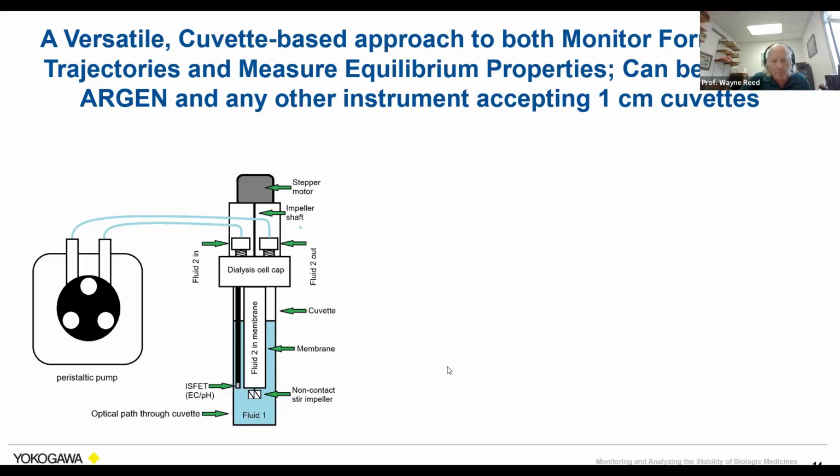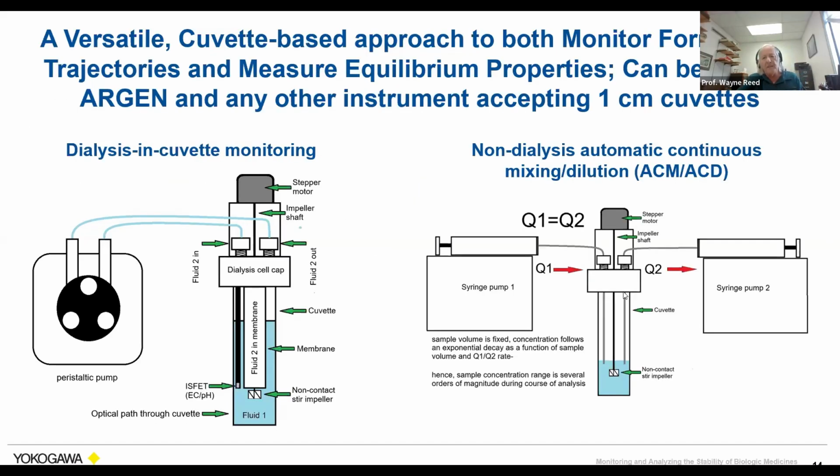Okay, now if you get this to work, if you take the membrane away and just leave the impeller, now you can add, we call this automatic continuous dilution. We can also do automatic continuous mixing, which I won't get into here. But the dilution is simply you have your biologic at a known concentration, choose your diluent, maybe the one that the biologic is in, and you start pumping in at a certain rate, and you withdraw at the same rate. That keeps the volume constant in the cuvette, but it exponentially decreases the concentration of the biologic.